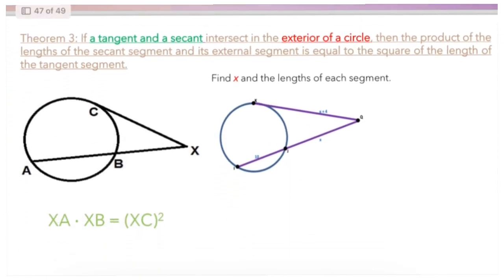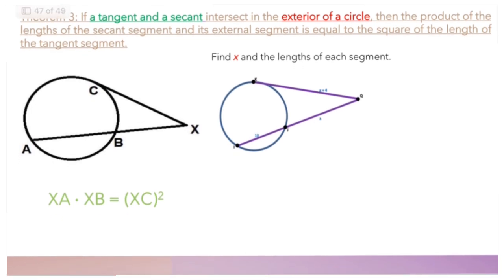Next one for theorem number 3. So theorem number 3, the last one that we're going to discuss here, we're now talking about a tangent and a secant segment that intersects at the exterior of a circle. So similar concept from what we had earlier. For the secant segment, we still have the entire thing times its exterior. As for the tangent, we get the square of it.